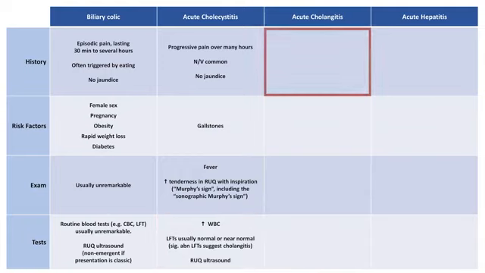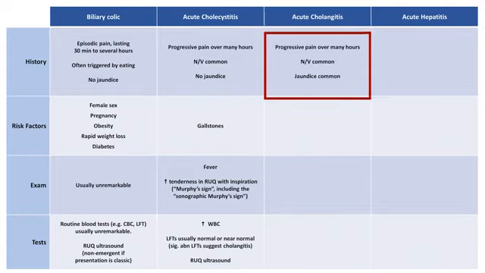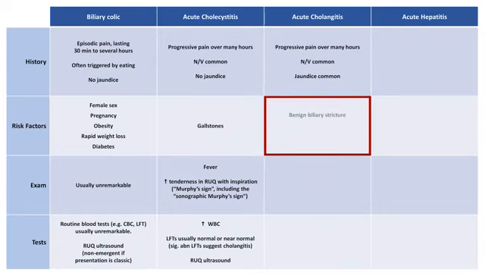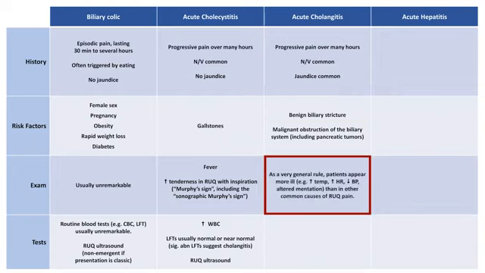In acute cholangitis, the pain is similar to acute cholecystitis, and nausea and vomiting are also common. However, jaundice also occurs. Risk factors for acute cholangitis include benign biliary strictures and malignant obstruction of the biliary system, including pancreatic tumors. As a very general rule, patients appear more ill than in other common causes of right upper quadrant pain, but this is less often the case in the elderly and in those on immunosuppressive medications.